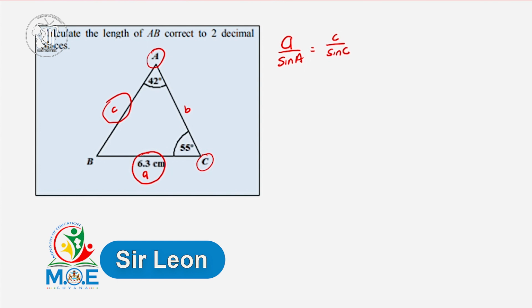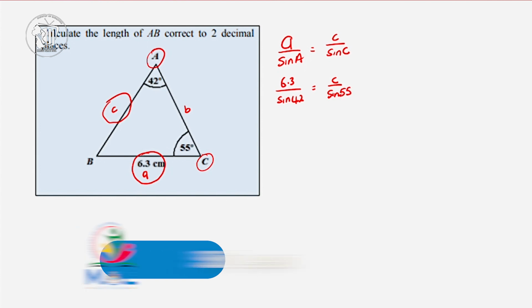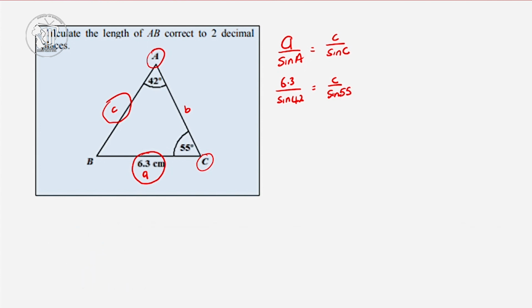So we substitute our values that we know. A would be equal to 6.3 over sine A, in this case angle A would be 42, that is equal to C, which is the thing that we want to find, over sine C, which is 55. And then just like in the previous example, we cross multiply. So we multiply the 6.3 by the sine 55, so 6.3 multiplied by sine 55 is equal to c multiplied by the sine 42.